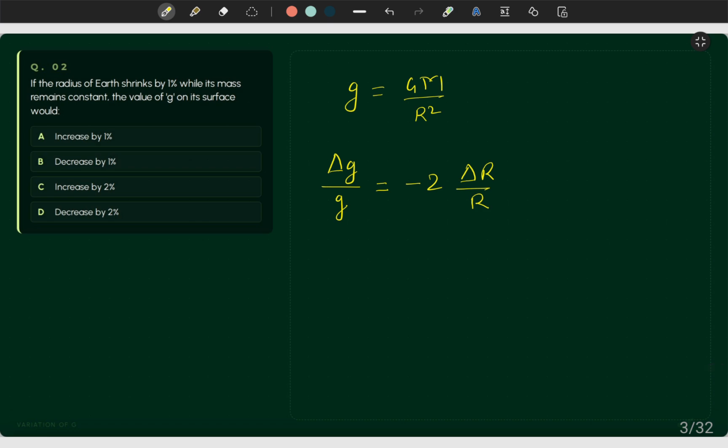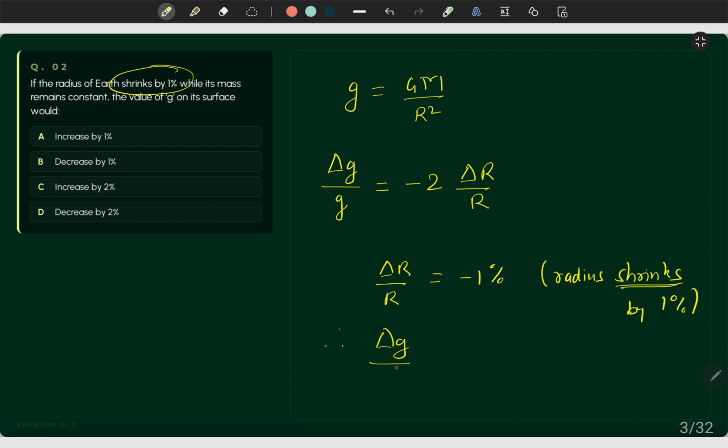Since, as given in question, the radius shrinks by 1%, so del r by r will be equal to minus 1%. As said in question, radius shrinks, so minus 1%. This represents minus, and therefore del g by g will be equal to minus 2 into minus 1, that is 2%, which is a positive value, so increases by 2%. So the correct answer is C.